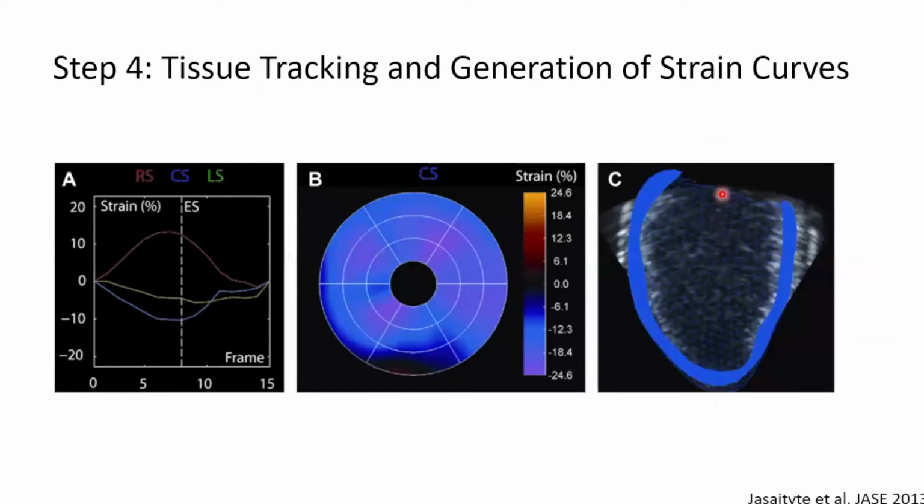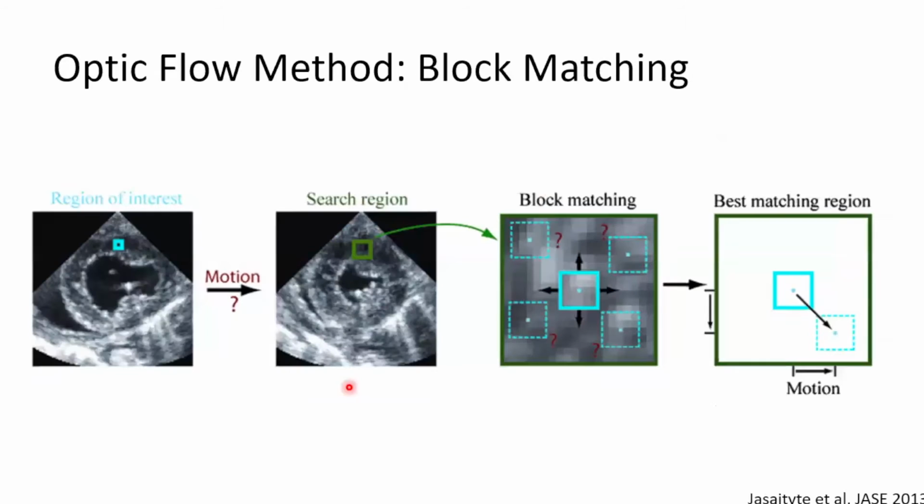And then finally, once you've given all this information, the computer will start performing tissue tracking and then generation of strain curves, and it will output these curves that we normally see, in both the global strain as well as segmental or regional strain. How it actually does this tissue tracking is an interesting part of strain analysis as well, and my understanding of it is quite simplified.